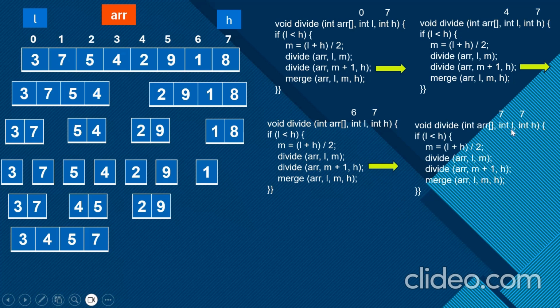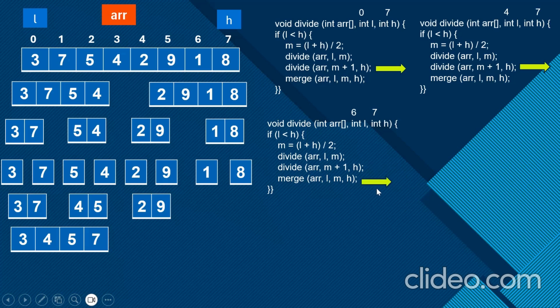Now the divide function would be called with the arguments of 7 comma 7, because m is 6 plus 1 is 7, and this h is already 7. So what does that mean? That means we are talking of this element, right? So then this part is done, this is done, control would go here, it would be merging this time.